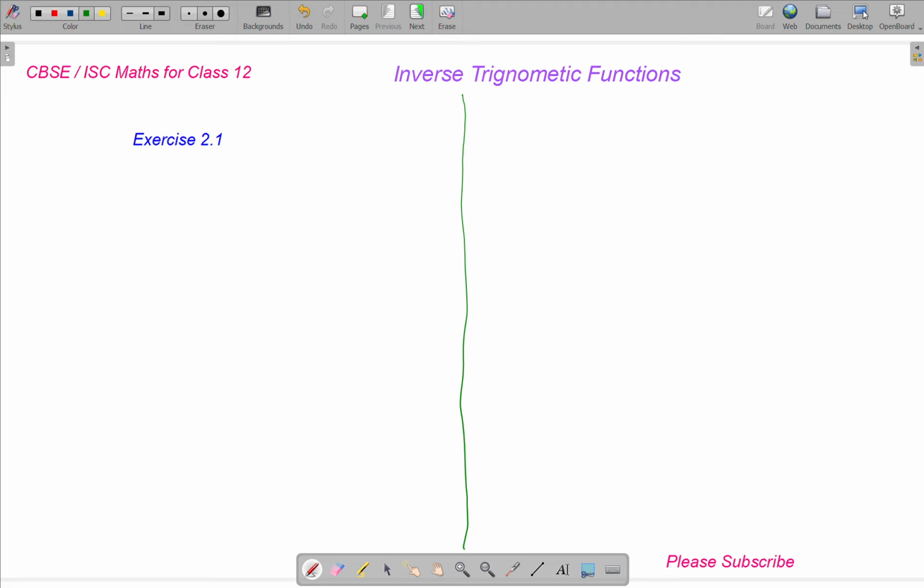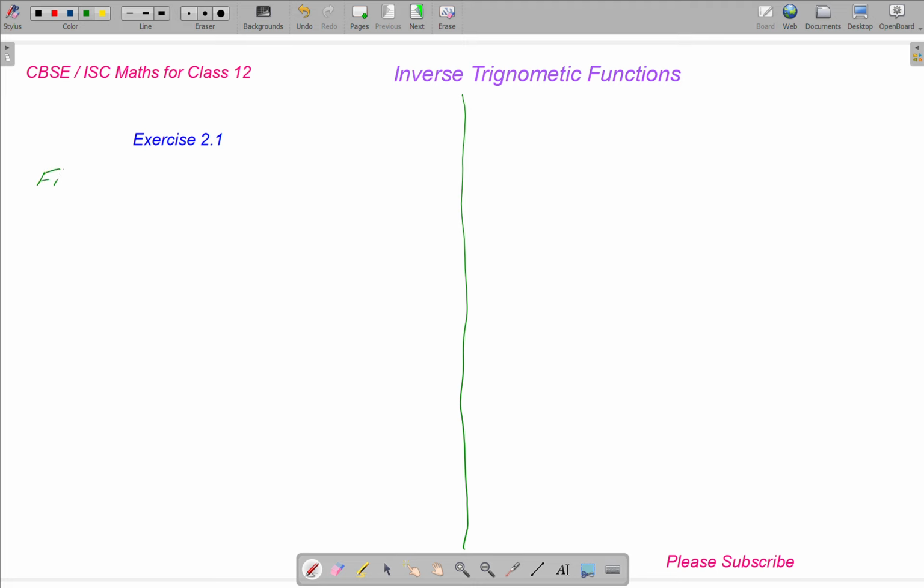Inverse trigonometrical functions, exercise 2.1. Question number 1, that is, find the principal values of the following.